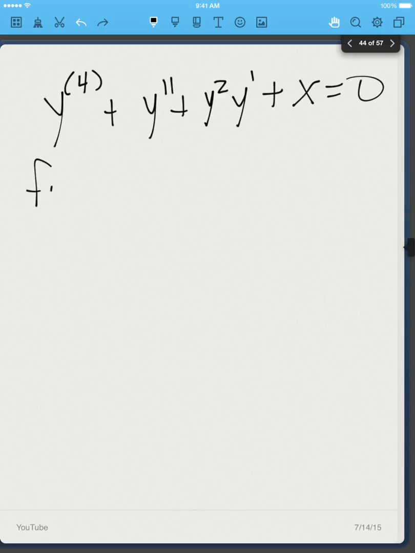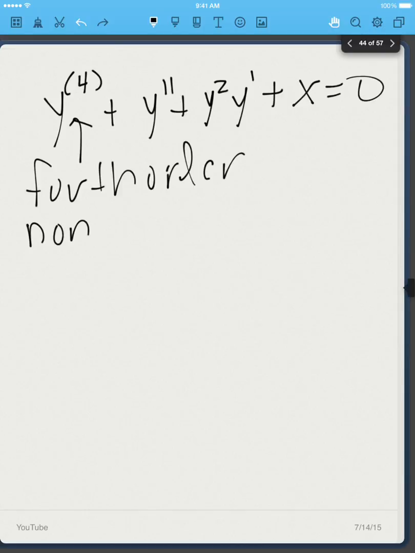We would call this a fourth order because the highest derivative is a fourth derivative. We call it a fourth order nonlinear. We call it nonlinear because even though these coefficients are both 1, there exists a coefficient that is dependent on the solution itself. So that's why it's nonlinear.